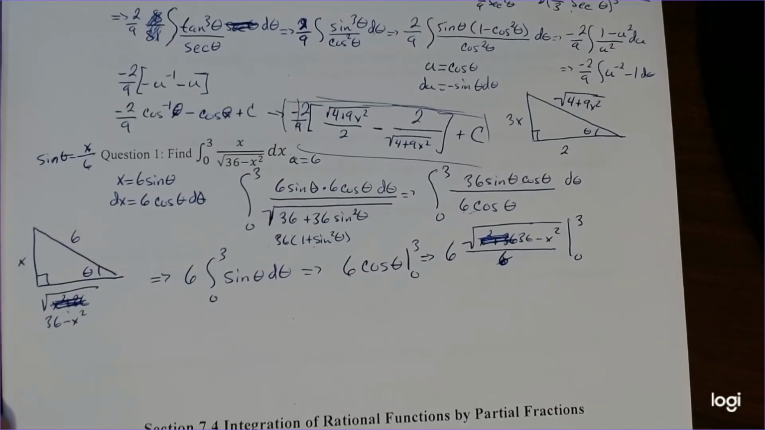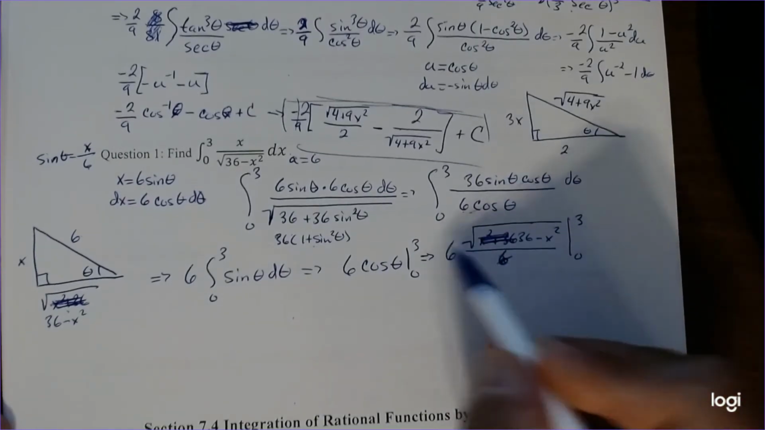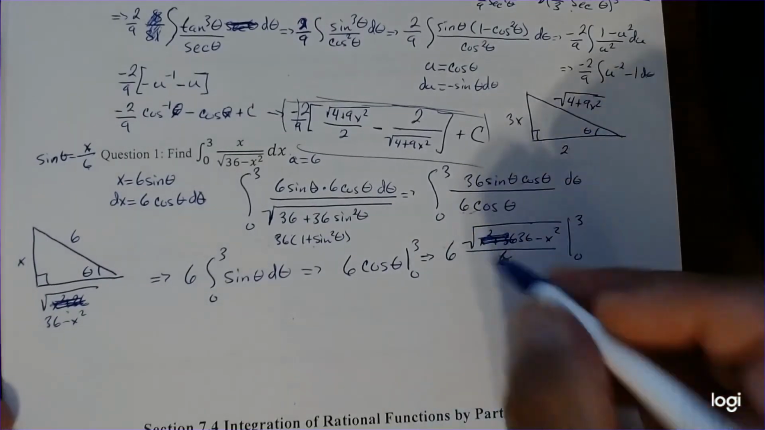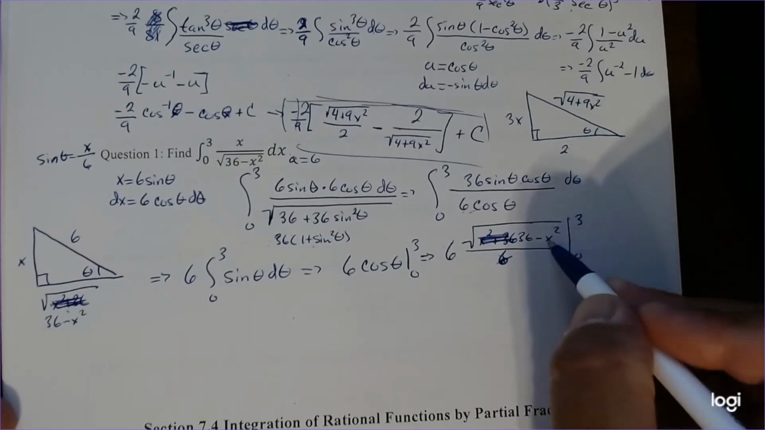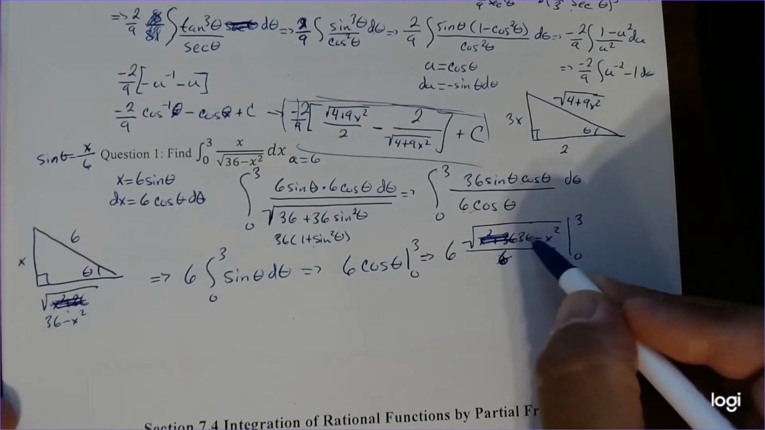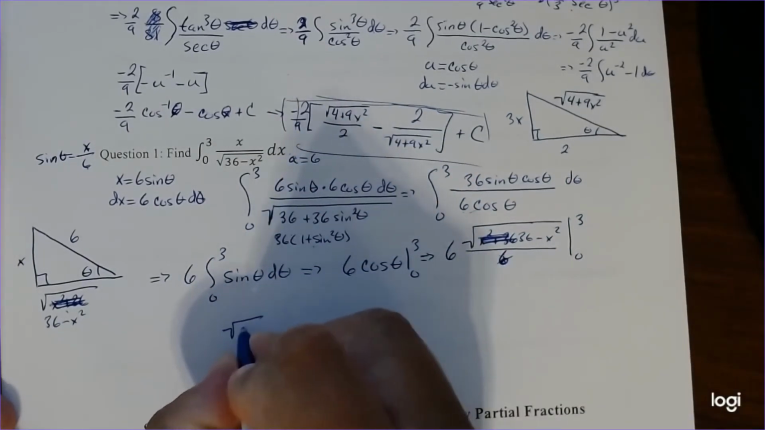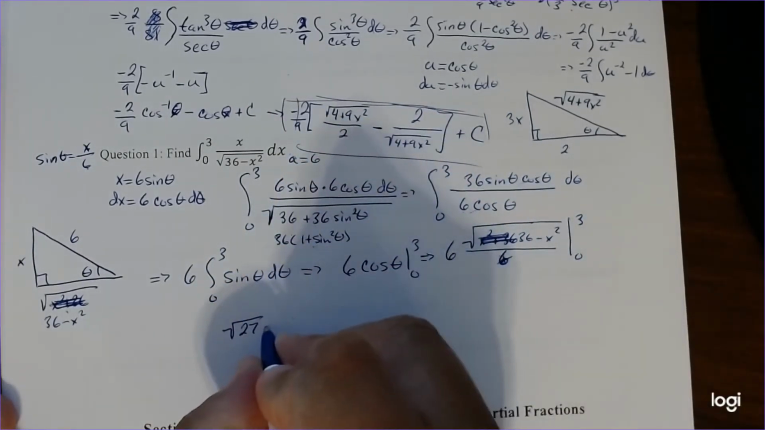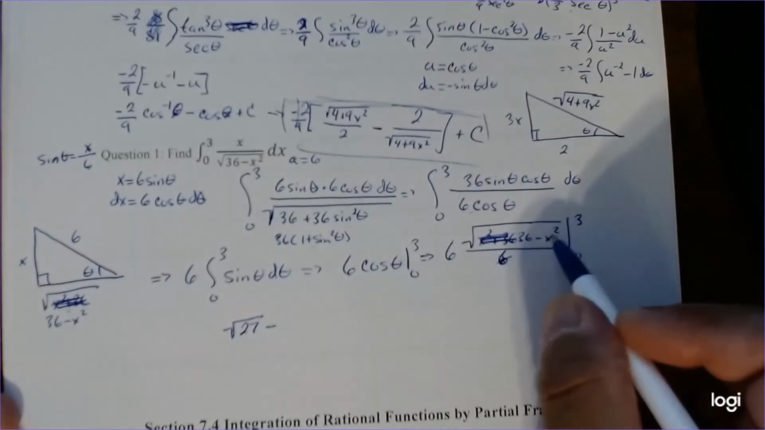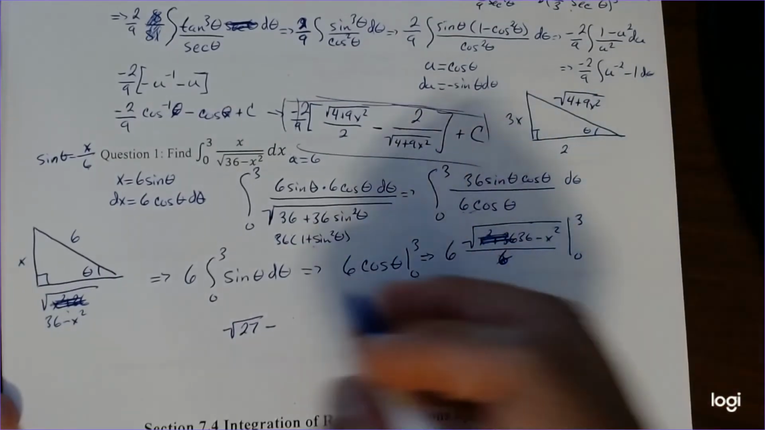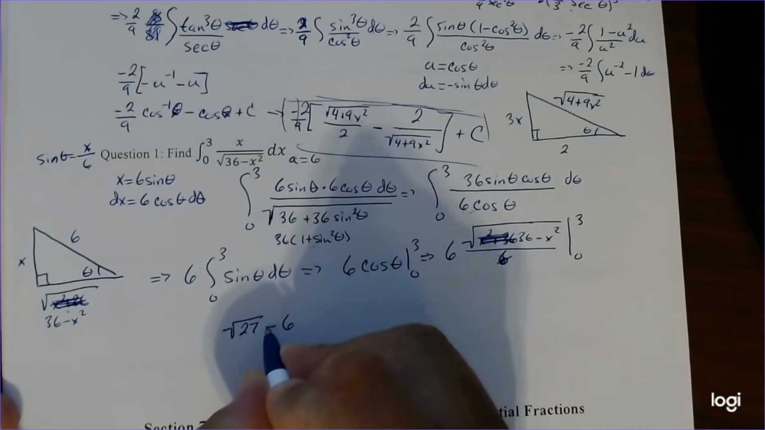Okay. And now we just plug in, check, right? Notice that the 6 actually cancels, which is super great. So let's go away and we just plug in 3. That's going to be 9. So 36 minus 9 is going to be 27. Minus when you plug in 0, that's just going to be the square root of 36, which is 6.